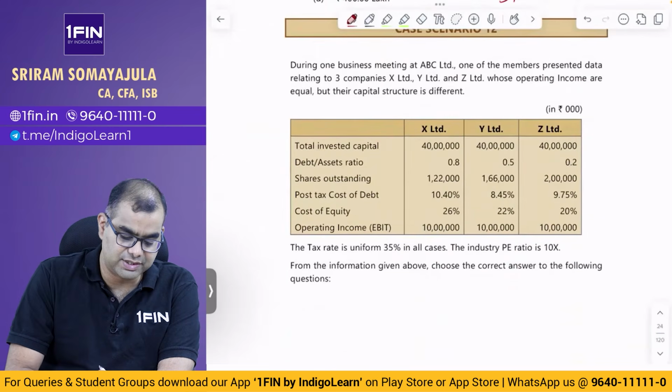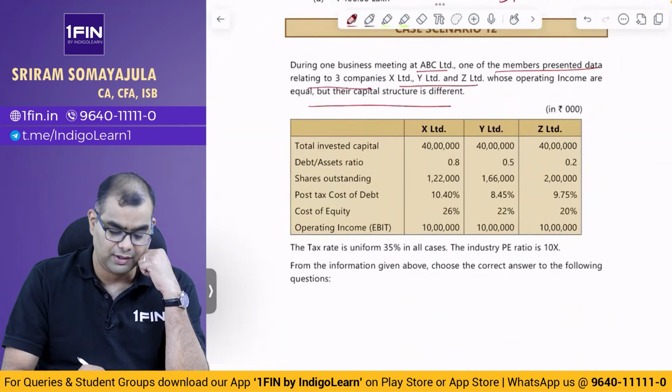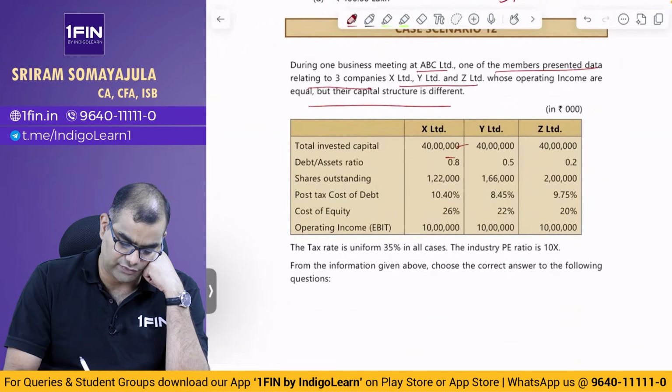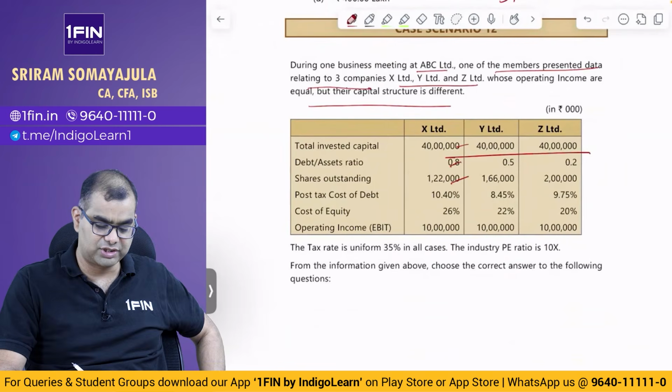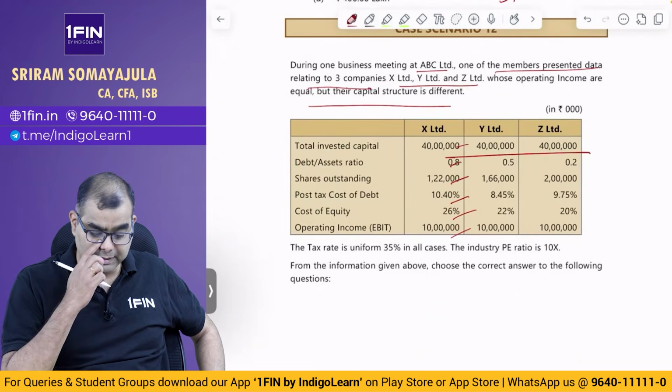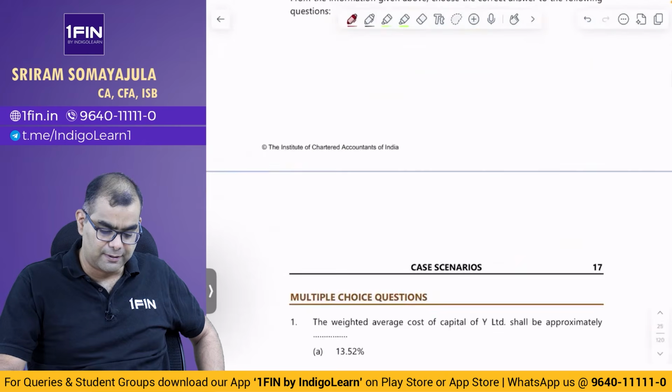Next, during one business meeting at ABC, one of the members presented data relating to 3 companies, X, Y, and Z, whose operating incomes are equal but capital structure is different. Invested capital is same, 40 lakhs. Debt asset ratio is different. Shares outstanding are different. Post-tax cost of debt is different. Cost of equity is different. And operating income is same. Everywhere EBIT is same. Tax rate is 35% in all cases. Industry PE is 10 times. From the following information, choose the correct answer.